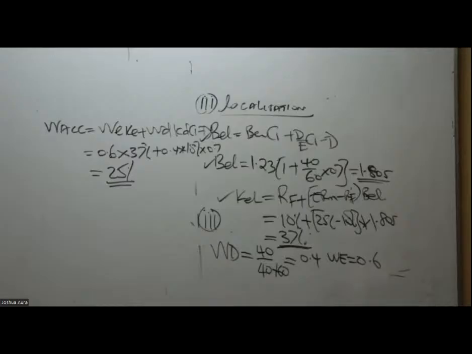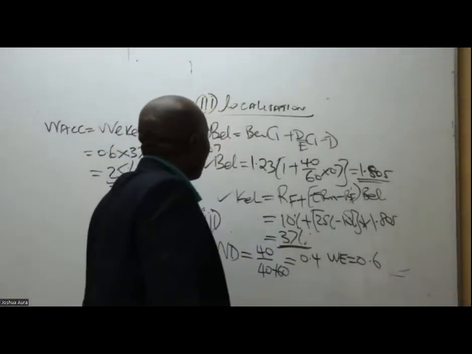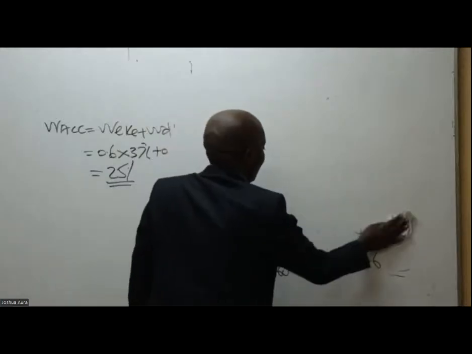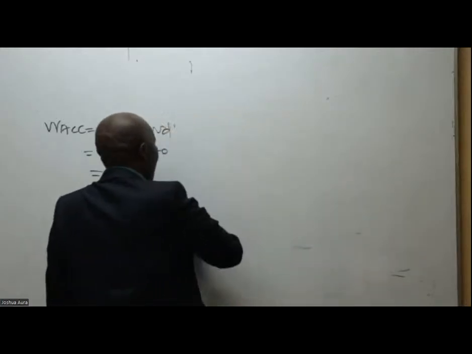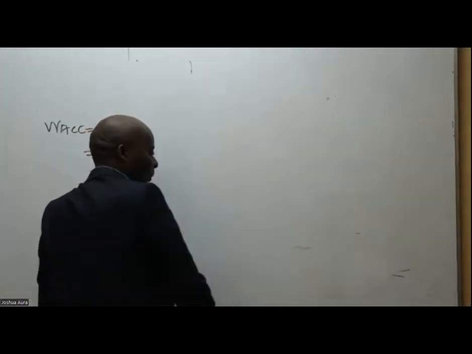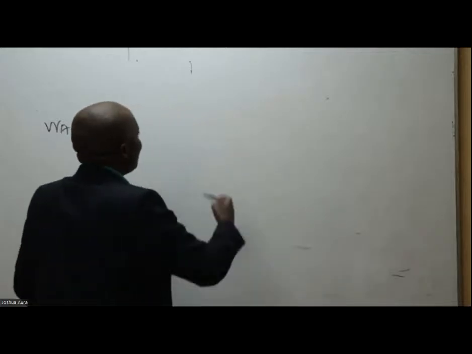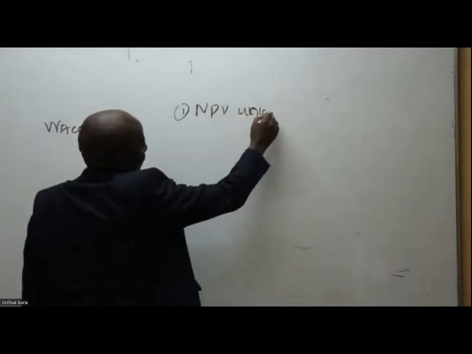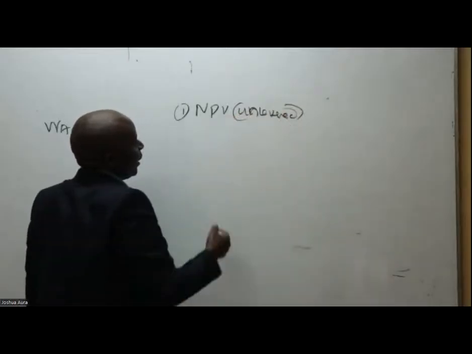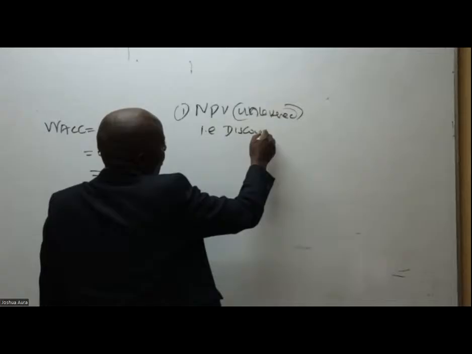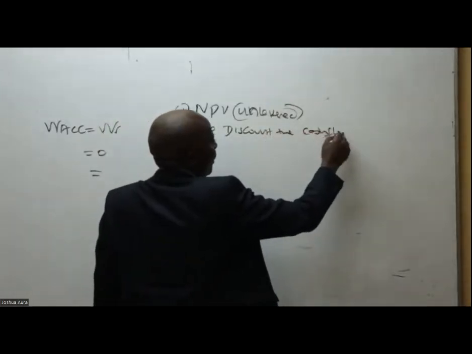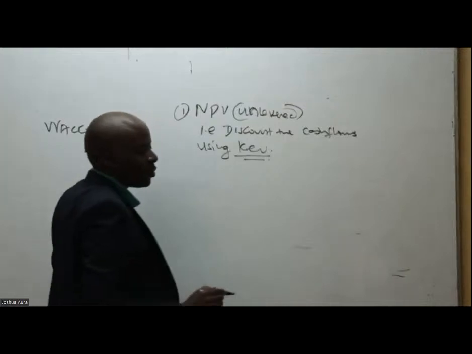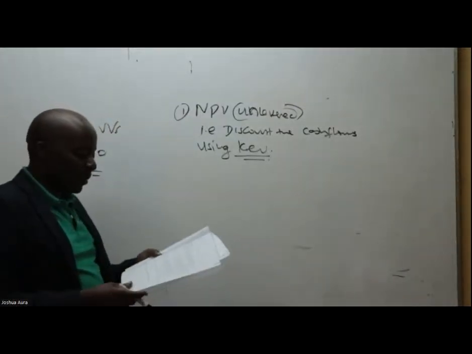Remember, ladies and gentlemen, that the first step of APV, adjusted present value, is step number one: to give us NPV unlevered, i.e. discount the cash flows given using KU, the cost of equity of an unlevered firm.